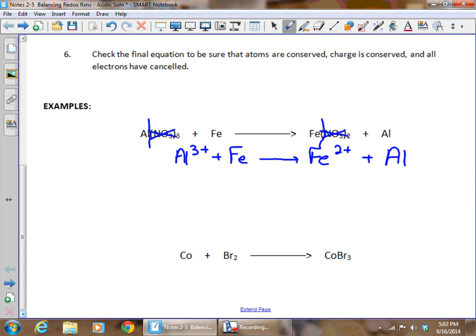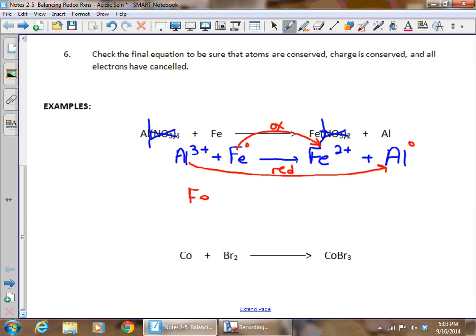The next step is to get the substance oxidized and the substance reduced. Since both iron and aluminum are free here, they have 0 for an oxidation number. So iron is going to increase in oxidation number, which means it's the substance oxidized. Aluminum is going from +3 to 0. It's the substance that's reduced. And that's how we're going to write our half reactions.